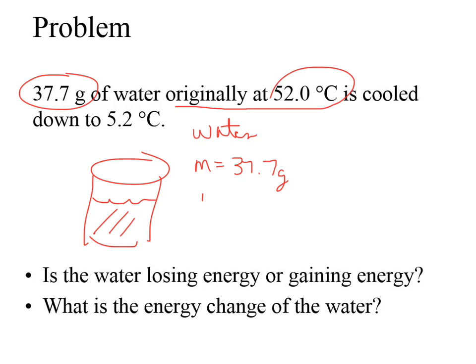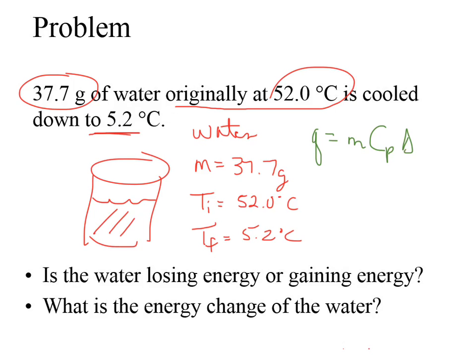Mass is 37.7 grams. And it gives originally at 52.0 degrees Celsius. So does that seem like T sub I initially? 52.0 degrees Celsius, and it's cooling down to 5.2 degrees Celsius. So that must be our final temperature. Okay. So we are going to use, like I said, it feels very much like physics. We're going to use the Q, change in thermal energy, is equal to M C sub P delta T. And yes, you're going to want a table of specific heats for water or just remember the one that I told you to remember, 4.184 joules per gram degree Celsius. That's what that one is.